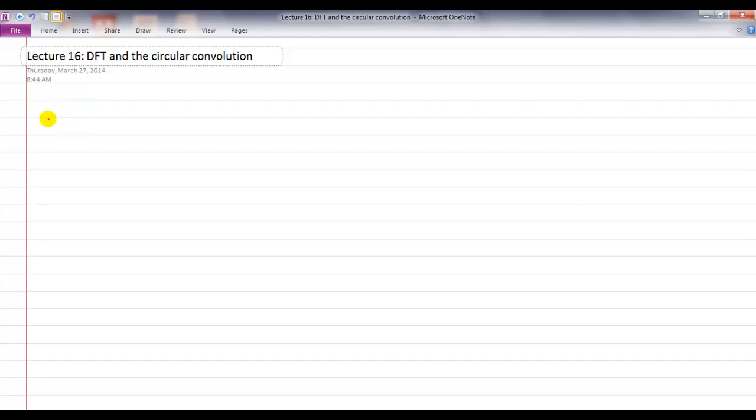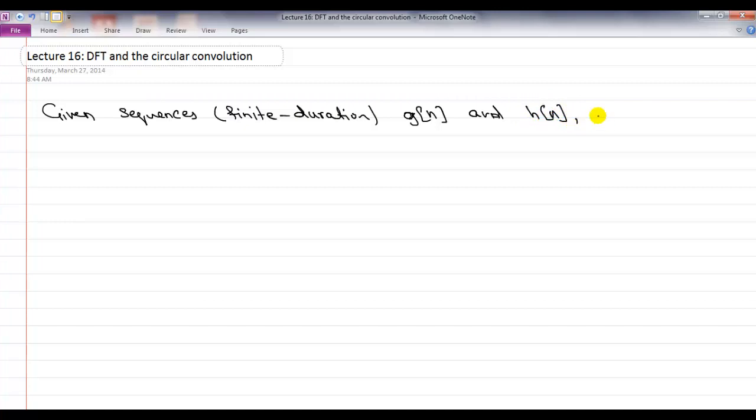In this lecture, we start with a formal definition of the circular convolution of two sequences. So given two sequences which we are going to assume are finite duration or finite length, let's call those sequences Gn and Hn. So if we are given these two sequences, the circular convolution between them is defined as an n-point circular convolution. So there is always some number associated with circular convolution.